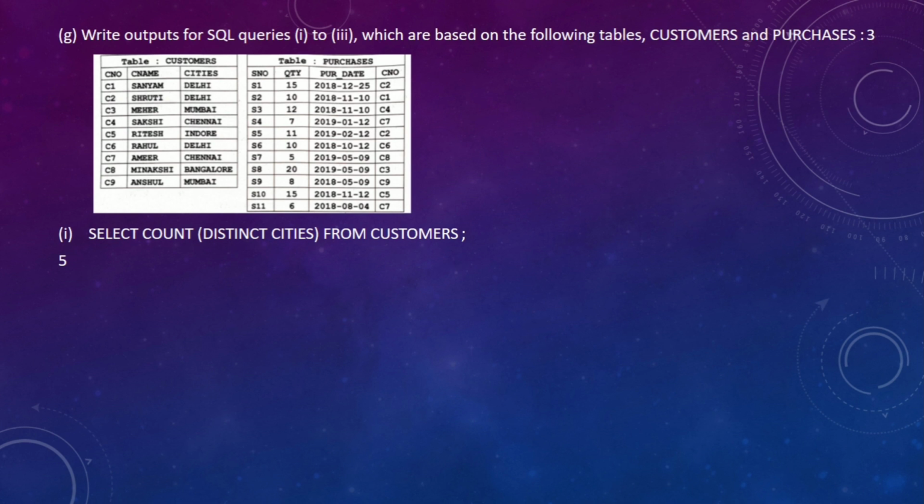If you find that it is wrong, please correct me by giving a remark in the comment section. Select max per date from purchases. So it is 9/5/2019.